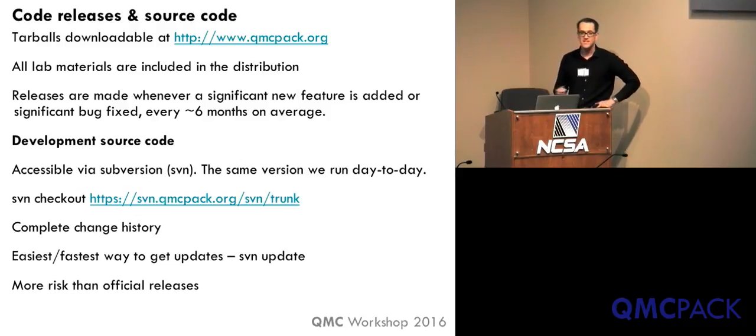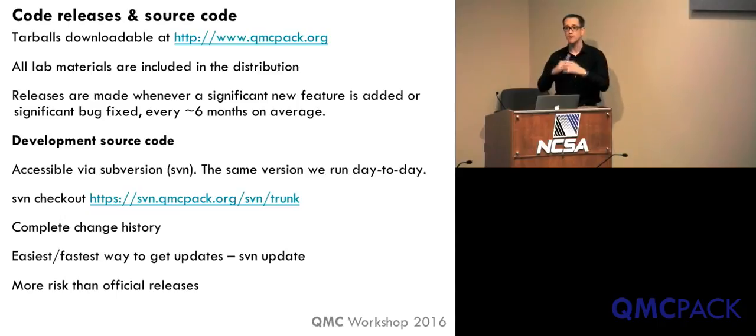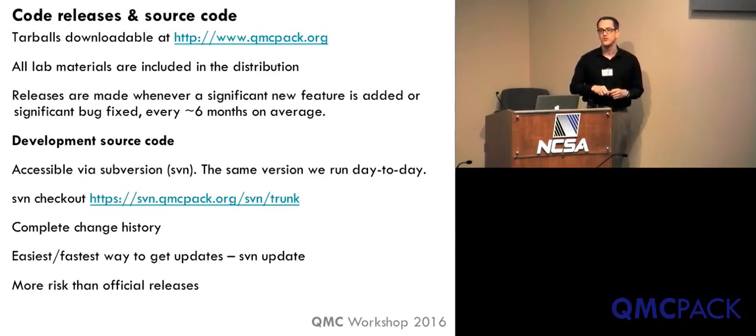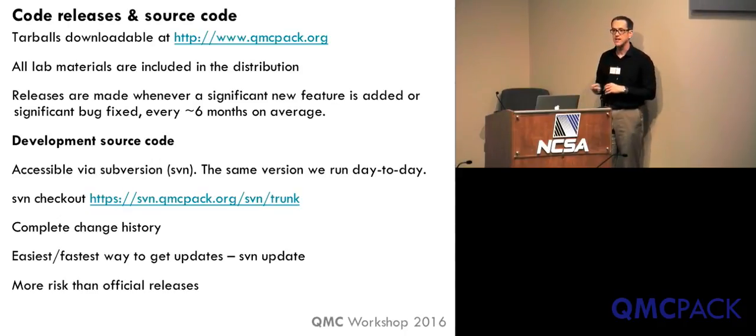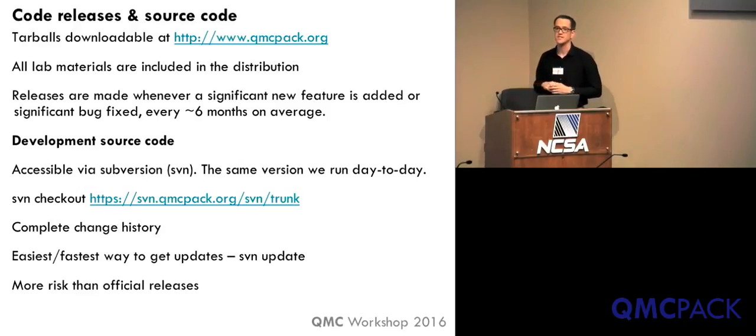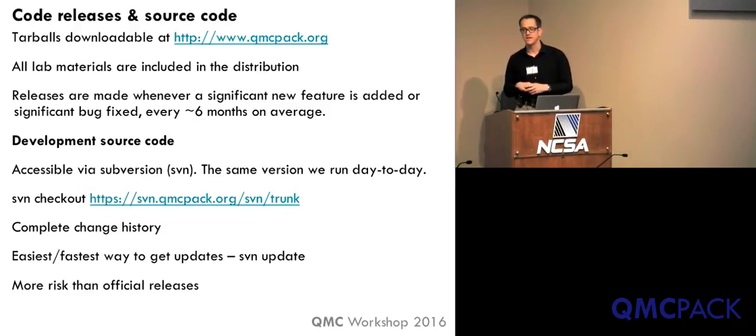There's a little bit more risk here than using the official releases. So if you're doing production science, I don't recommend switching versions. You pick one and stick with it. I'll explain later about the testing that we do. But for example, if we need to make a quick fix, this is the fastest way of getting it. We can make new releases, of course, as needed if there's a bug fix or an important new feature.